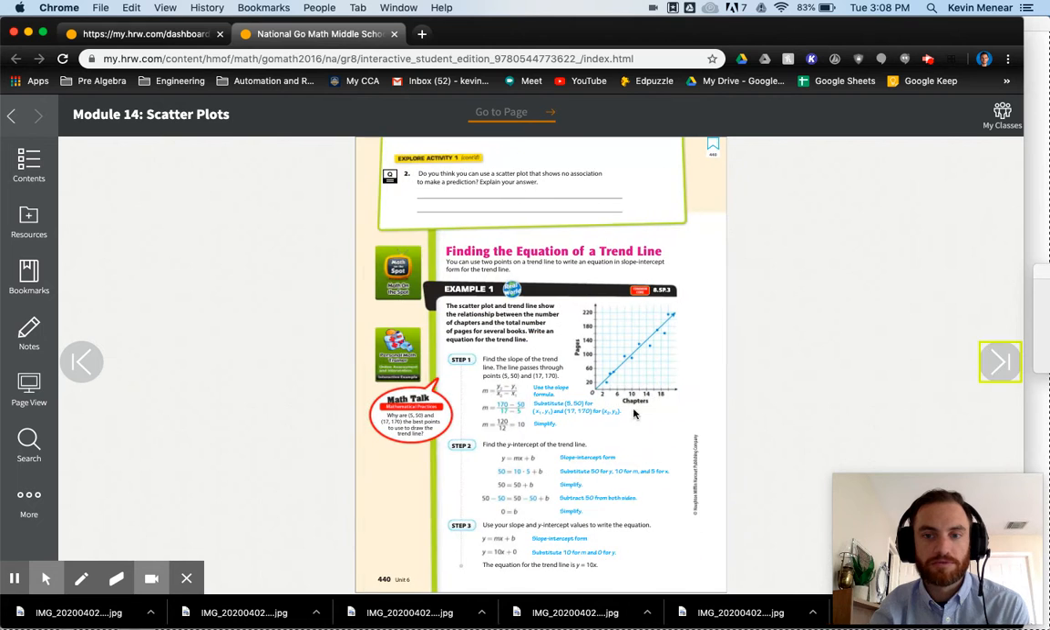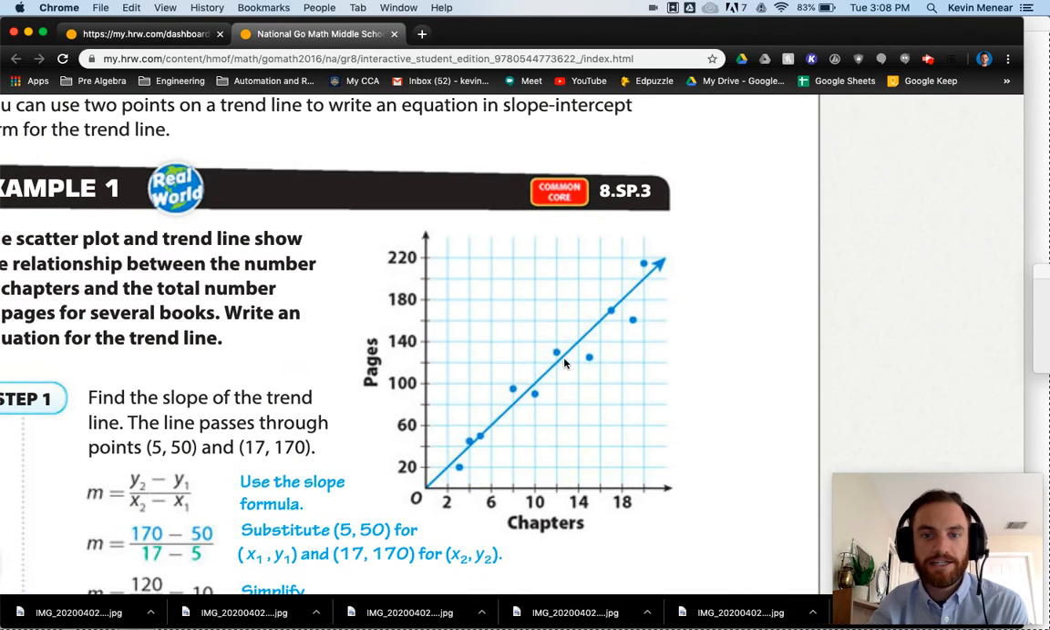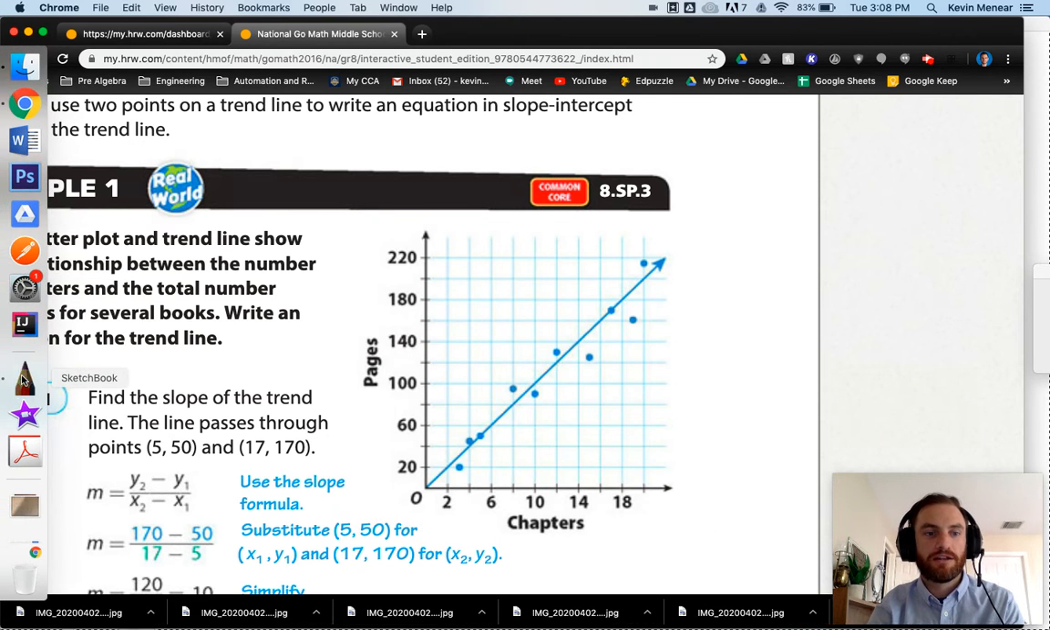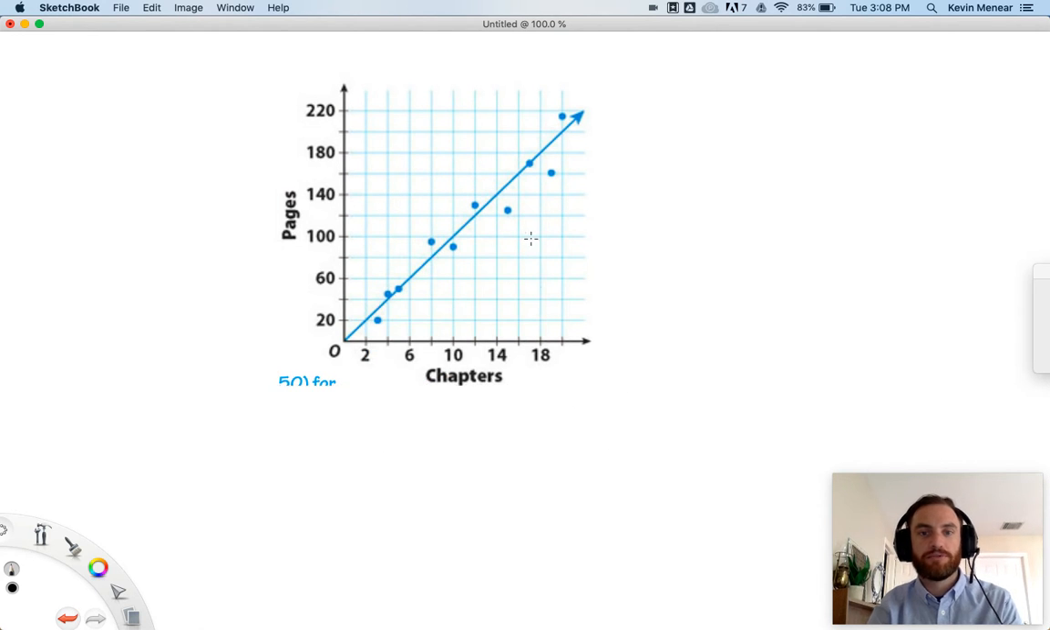Well, let's go back to this one here. So, interpolation, say that with me, interpolation. Interpolation is when you make a prediction about the inside. So, when you make a prediction about data points that would be between other data points. So, let's say I wanted to make a prediction about how many pages there would be in six chapters. Well, that would be an interpolation because it's between these data points and these data points. So this would be interpolation. So if I wanted to predict how many pages there would be in a book with six chapters, that's interpolation. And I'd say, oh, it comes out with 60 based on my trend line.